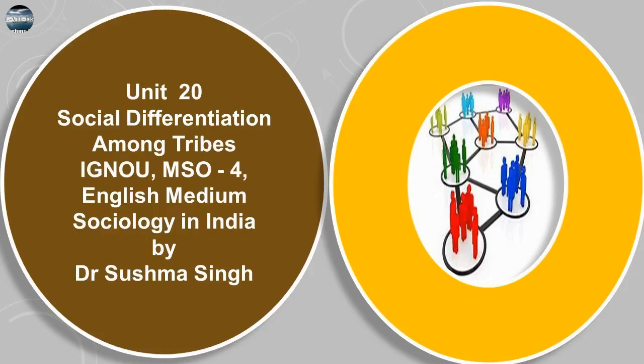Now let us move to the next point, social differentiation among tribes. Social differentiation among tribes is mainly based on descent groups, sex and age. The pattern of social differentiation among tribes is not the same for all societies. There are variations of social differentiation from tribe to tribe in accordance with their social system, tradition and belief system.